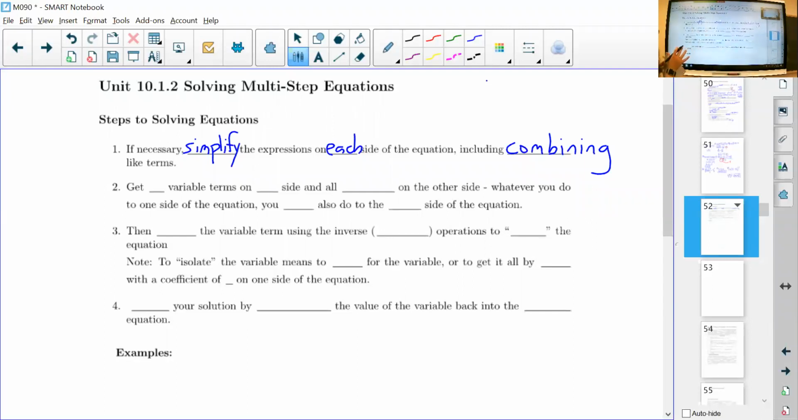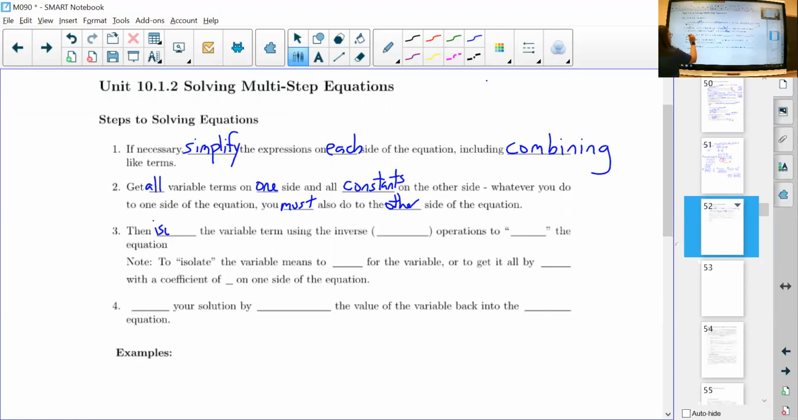Once we have those simplified, we're going to get all variable terms on one side and all constants, so numbers without variables, on the other side. And whatever you do to one side of the equation, you must also do to the other side of the equation. So that's very important. And we'll see some examples shortly.